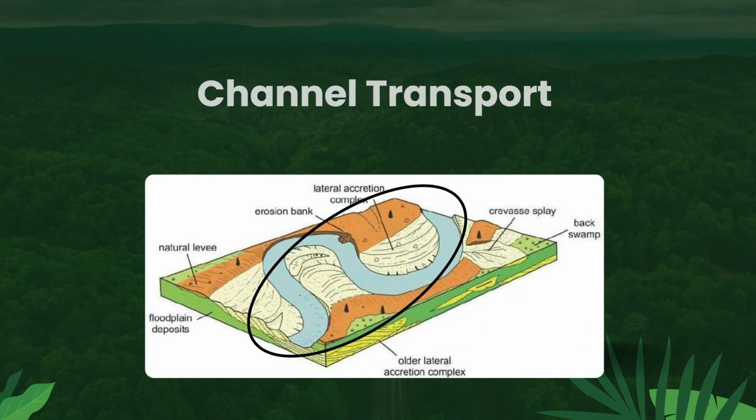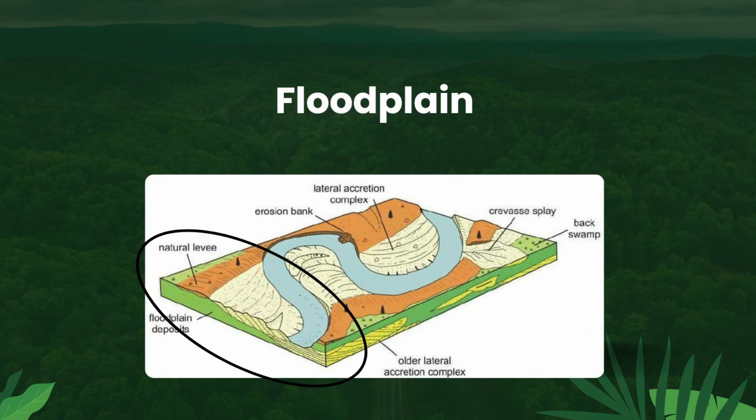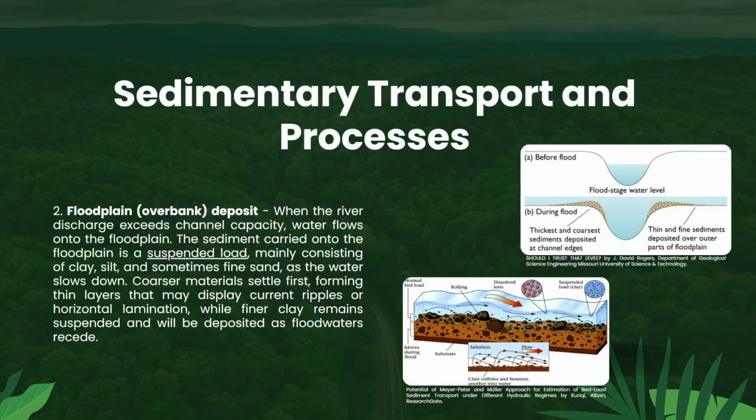The next one is the floodplain or overbank deposit. When the river discharge exceeds channel capacity, water flows onto the floodplain, also known as overbank flow, depositing suspended materials like silt and clay. Coarser materials settle first, forming thin layers that may display current ripples or horizontal lamination, while finer clay remains suspended and will be deposited as floodwaters recede.